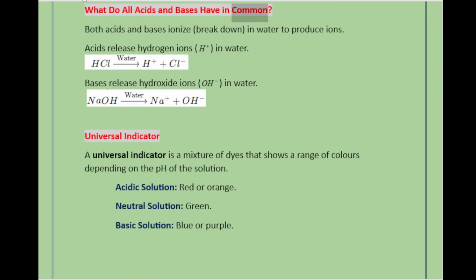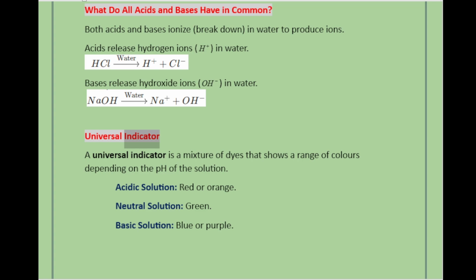What do all acids and bases have in common? Both acids and bases ionize, break down, in water to produce ions. Acids release hydrogen ions in water. Bases release hydroxide ions in water.